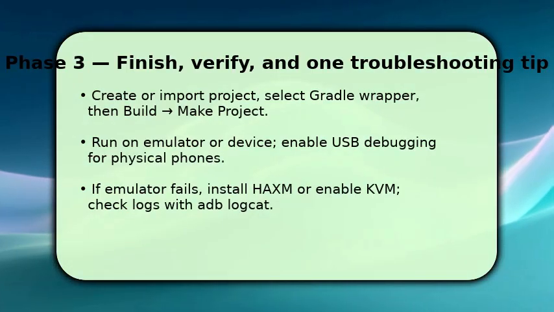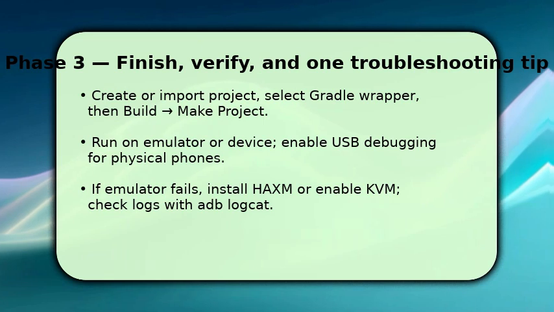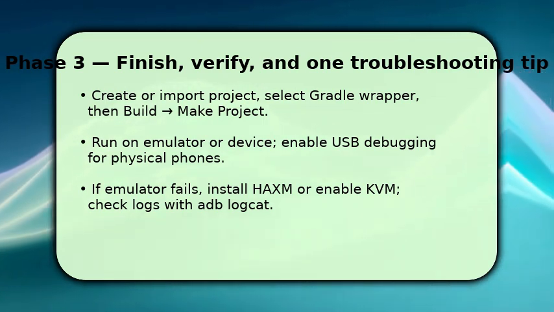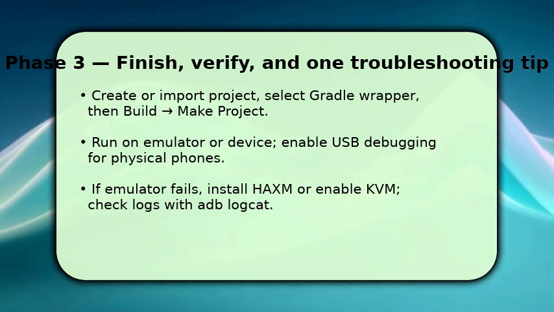You build by creating or importing a project and using the Gradle wrapper. Select Build, then Make Project to compile. Once built, choose Run to deploy to the emulator or a connected device. For a real phone, enable USB debugging and developer options and confirm authorization.